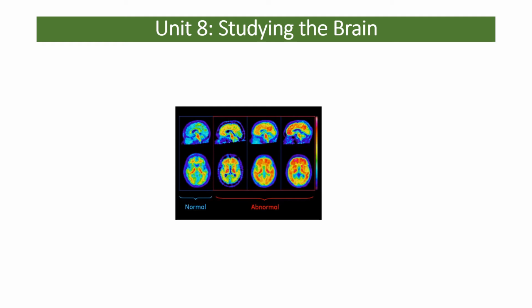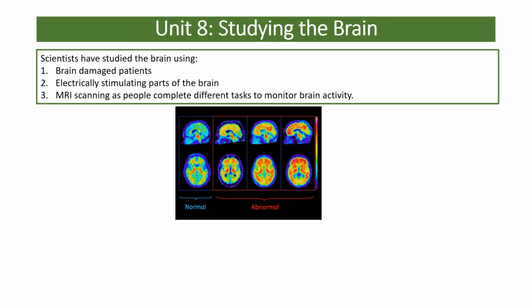Now, studying the brain is difficult because your brain is such a complex organ that if you start messing with it, you're likely to cause some serious health issues and affect people's behaviour. So we can only really study the brain using people that have had brain damage and compare them to other people that haven't. We can electrically stimulate parts of the brain and see what effect that has, or we can use MRI scans where people's brain activity gets monitored as they complete tasks such as crosswords, etc.